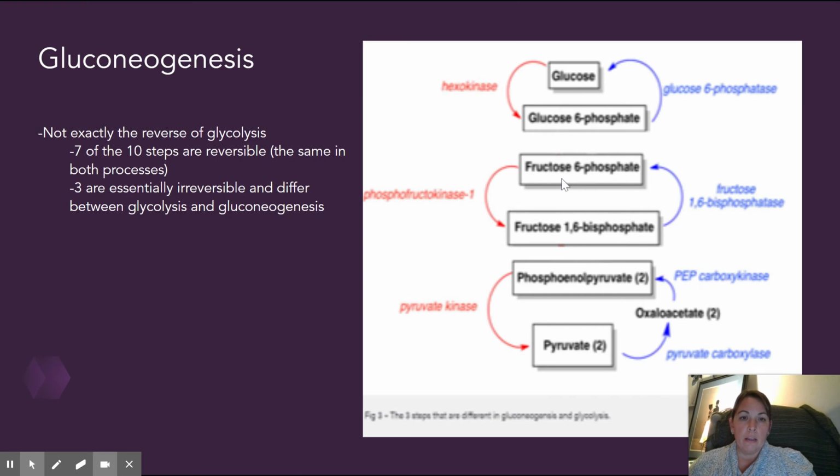The other difference is going in this direction in glycolysis, the cell uses phosphofructokinase 1 to make this conversion. And in the reverse, the enzyme that is used is fructose 1,6-bisphosphatase. And then here we have our third difference in enzymes. In glycolysis, we use hexokinase. And in gluconeogenesis, the enzyme that changes glucose 6-phosphate to glucose is glucose 6-phosphatase, which of course removes this phosphate group from this molecule so that we get glucose produced in the cell.